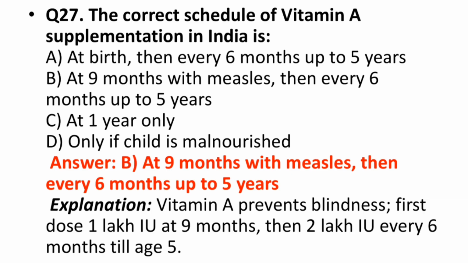Option B, at 9 months with measles, then every 6 months up to 5 years. Vitamin A prevents blindness. First dose is 1 lakh international units at 9 months, then 2 lakh international units every 6 months till age 5.